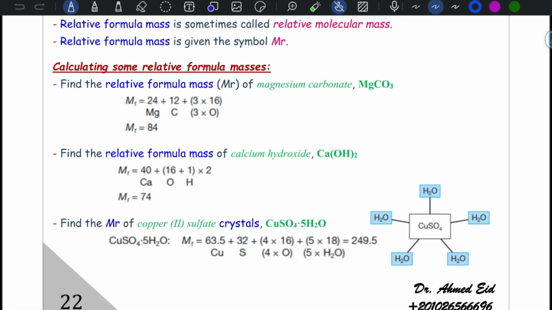Easiest part. Find the relative formula mass MR for magnesium carbonate, MgCO3. Magnesium 24 from the periodic table, carbon 12, and oxygen 3 multiplied by 16, so MR will be 84. Find the relative formula mass for calcium hydroxide. Remember this. We have 2 oxygen and 2 hydrogens. So 16 plus 1 times 2, plus 40 for calcium, it will give 74.